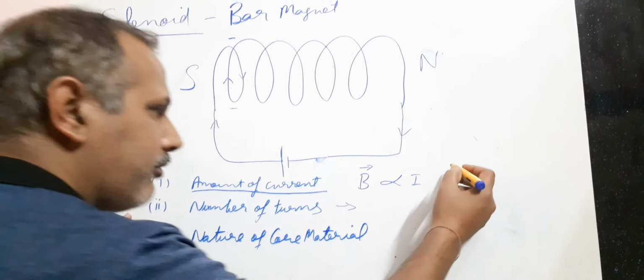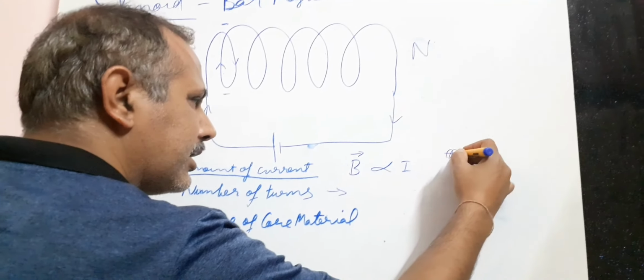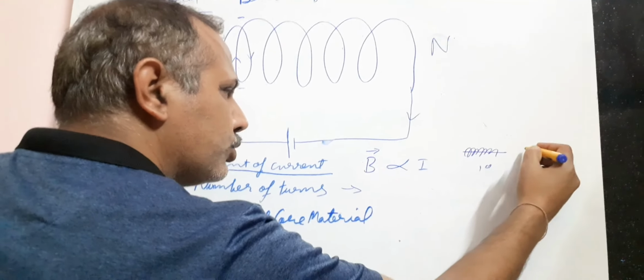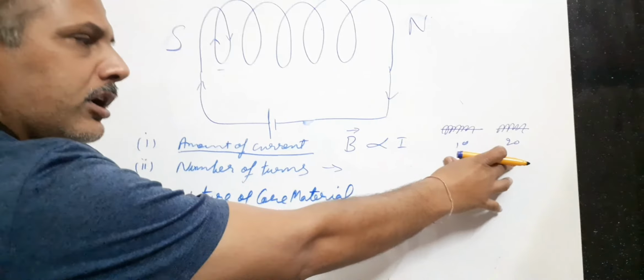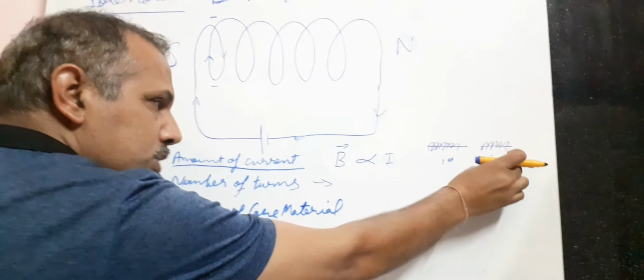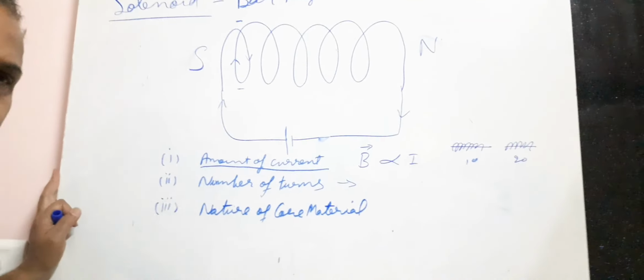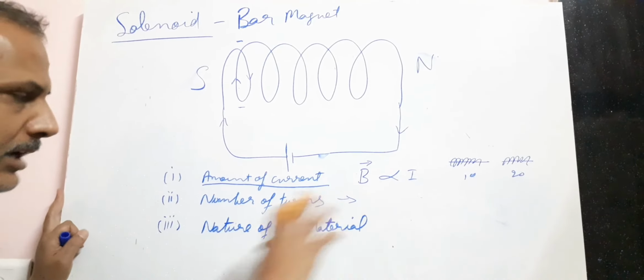मतलब अगर 1 सेंटीमीटर के अंदर 10 टर्न्स है और फिर दूसरे 1 सेंटीमीटर के अंदर सपोज 20 टर्न्स है और इवन इफ इक्वल अमाउंट ऑफ करंट इज फ्लोइंग, तो जो 20 टर्न्स वाला सोलेनॉइड है उसका मैग्नेटिक फील्ड ज्यादा स्ट्रॉन्गर होगा. मतलब नंबर ऑफ टर्न्स के भी डायरेक्टली प्रोपोर्शनल है.